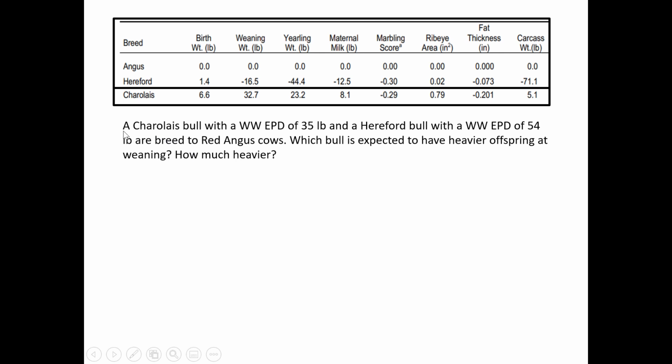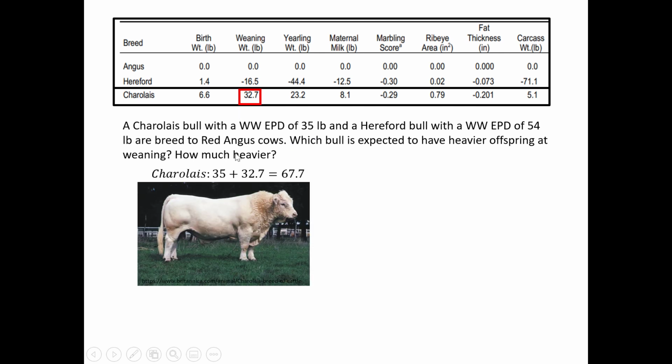Let's start by looking at our Charolais bull. We know he has a weaning weight EPD of 35 pounds. Then we'll come over to our chart and find his weaning weight adjustment. That's 32.7. So we'll take our 35 and add that to 32.7, and we get 67.7.